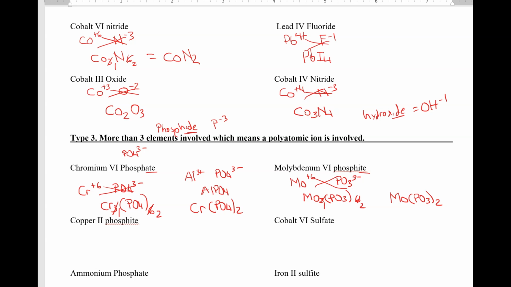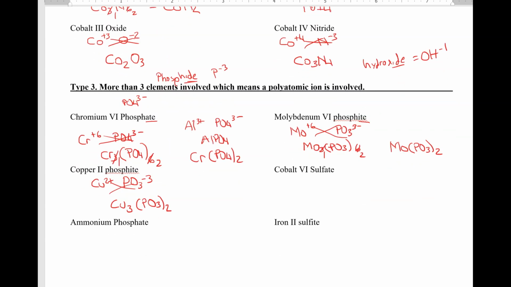Copper 2 phosphite, we're going to do Cu positive 2, because Roman numeral, right? Phosphite, PO3 negative 3. Crisscross, Cu3, right? 3 goes down there. PO3 with a 2 on the outside. So for that particular one, no reduction is necessary.